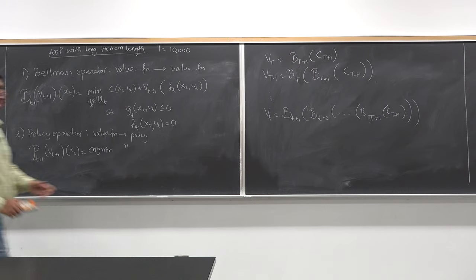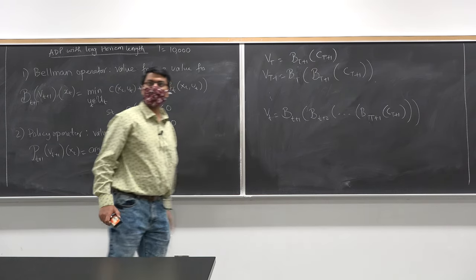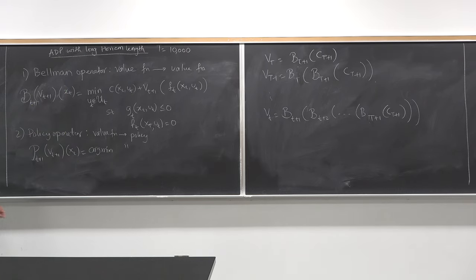Any questions on this part? Is it clear how we are iteratively applying the Bellman operator in order to derive the value function? Okay.